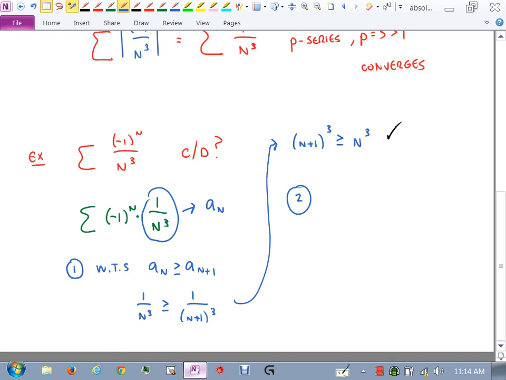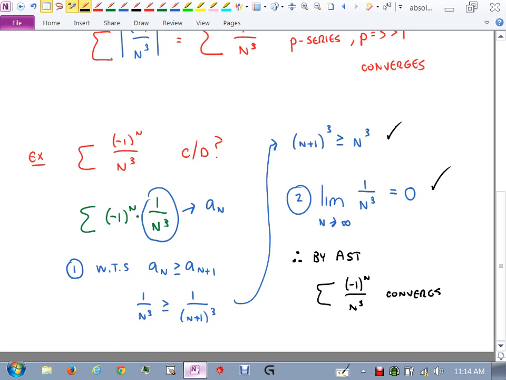The second condition that we have to have hold is what? Limit as n goes to infinity of a sub n, which for us is 1 over n cubed. Does that equal 0? Yes. It's 1 over infinity, right? That goes to 0. Therefore, by the alternating series test, the original series, what? Converges. Right? This alternating series converges.